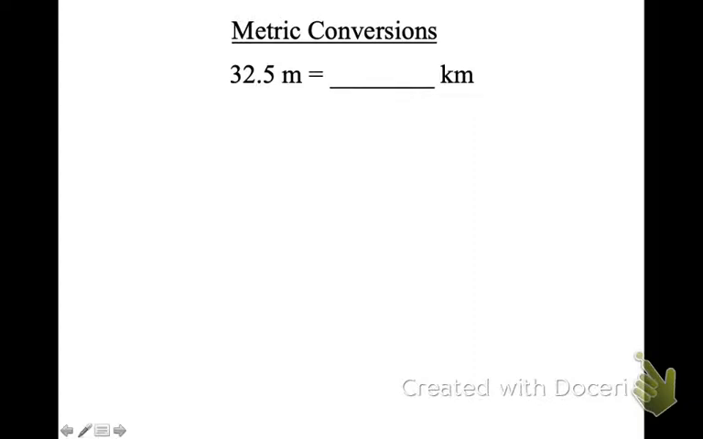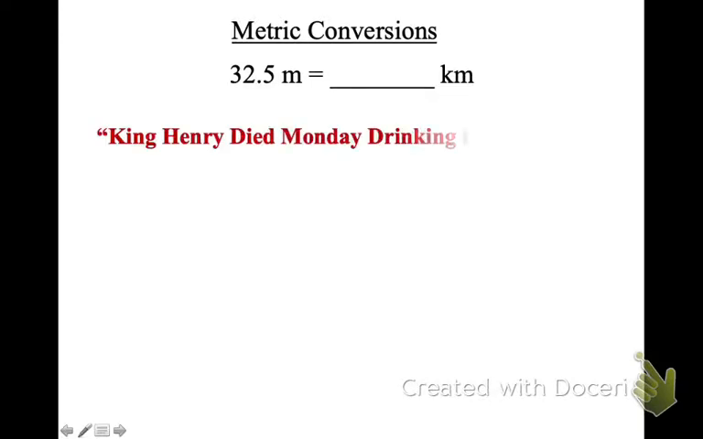Now, let's look at our metric conversion. When we're going from 32.5 meters to kilometers, I want you to remember this sentence: King Henry died Monday drinking chocolate milk. Yes, that's true. No, not really. Anyways, King Henry died Monday drinking chocolate milk. We're going to use that as the acronym.